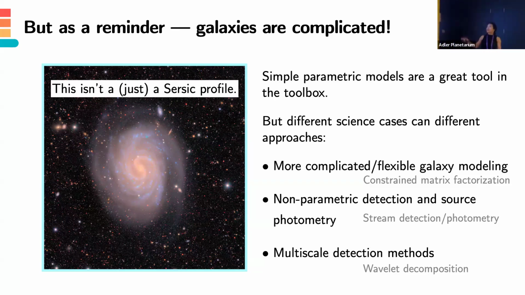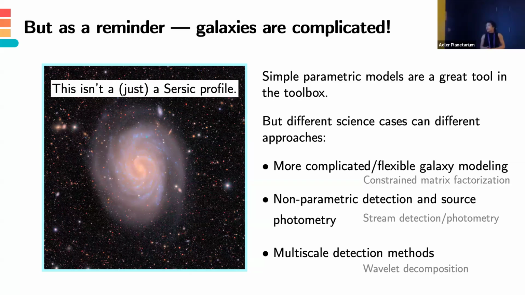So just to wrap up, simple parametric models are a great tool in the toolbox. I use Sérsic models all of the time, but different science cases can need different approaches. So I'm going to flag just a couple up here. I'm happy to talk about these more, but these are a little bit more in the weeds. Things that we can extend: we can think about more complicated or flexible galaxy modeling. So instead of assuming this very strict parametric form where I have 3 parameters, and those 3 parameters need to describe everything about the galaxy, I can try to relax some of those assumptions and make more complicated galaxy models to try to get closer to reproducing something like this.